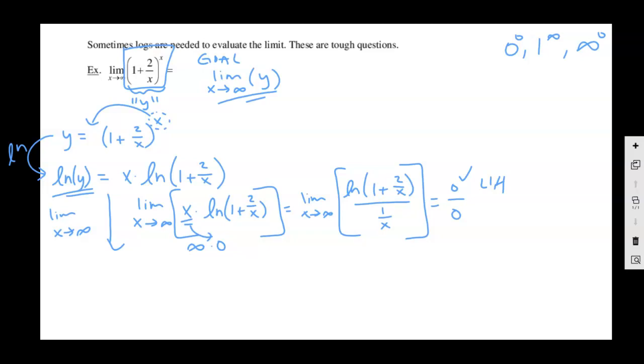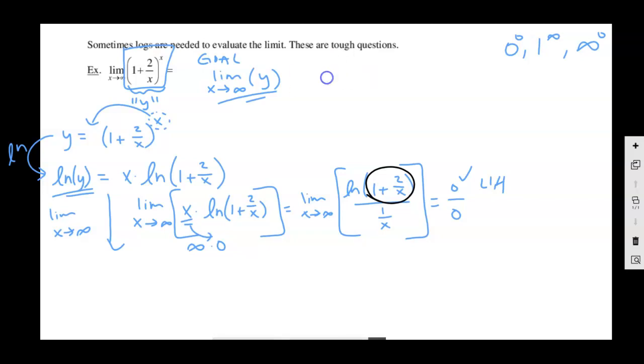Before I take L'Hopital's rule, I'm going to do a little bit of scratch work. Really, what I'm going to do is combine this stuff inside the log before I take the derivative. And I'm actually going to use some log properties to then split it up. But I'm going to do some algebra work with this. 1 plus 2 over x, that's the same thing as 1 over 1.